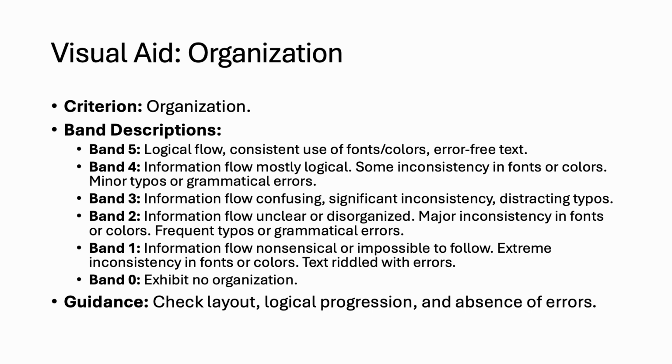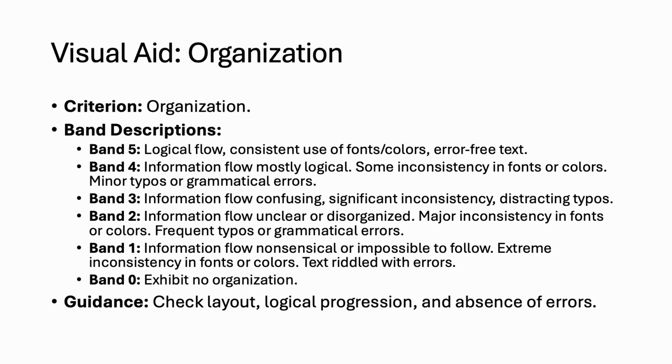Lastly, for visual aid, we look at organization. Band 5, logical flow of information, consistent use of fonts and colors, error-free text. Band 4, information flow mostly logical, some inconsistency in fonts or colors, minor typos or grammatical errors. Band 3, information flow confusing, significant inconsistency in fonts or colors, distracting typos or grammatical errors.